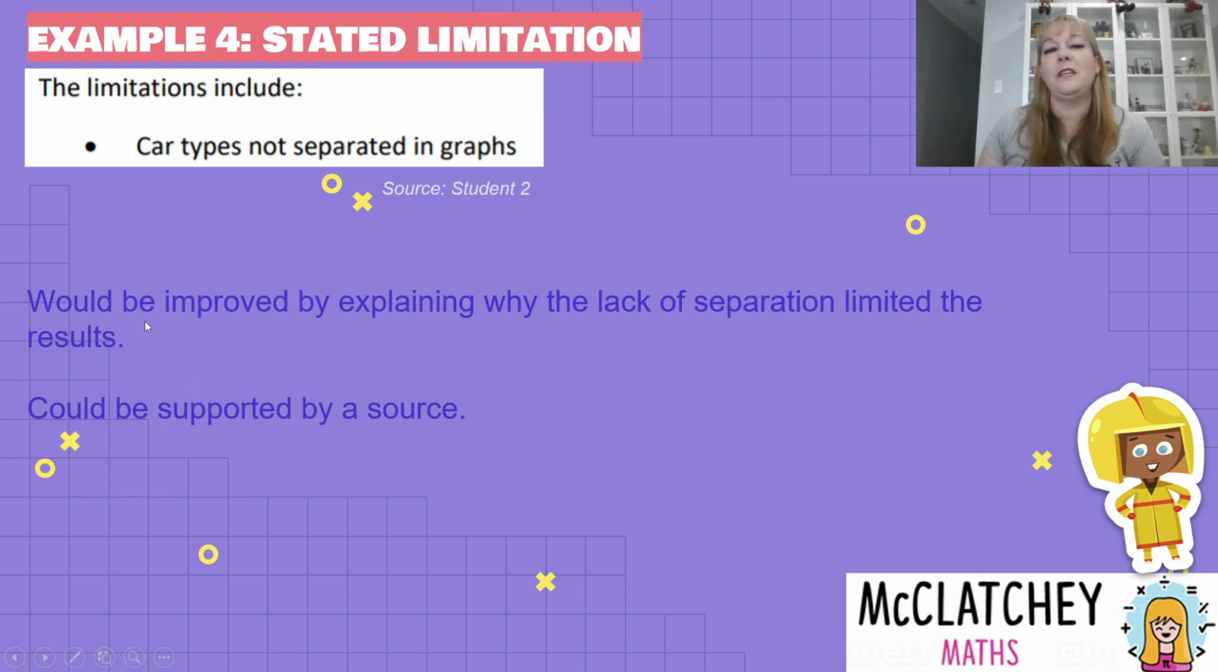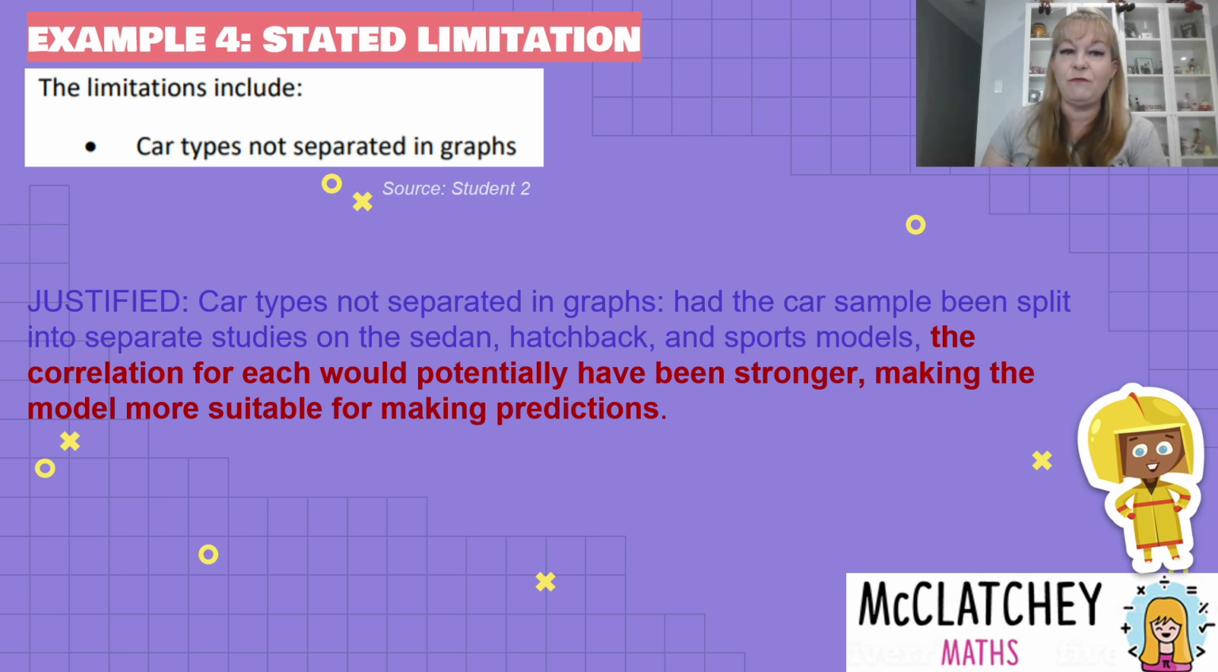Here is another student example, student 2. They've got a limitation here that has not been justified. They've simply said car types are not separated into graphs. So this would have been good if they explained why it limited the results. So here I've done the justification for them. Car types are not separated into graphs. Had the car sample been split into separate studies of sedans, hatchbacks and sports models, the correlation for each would potentially have been stronger, making the model more suitable for making predictions.